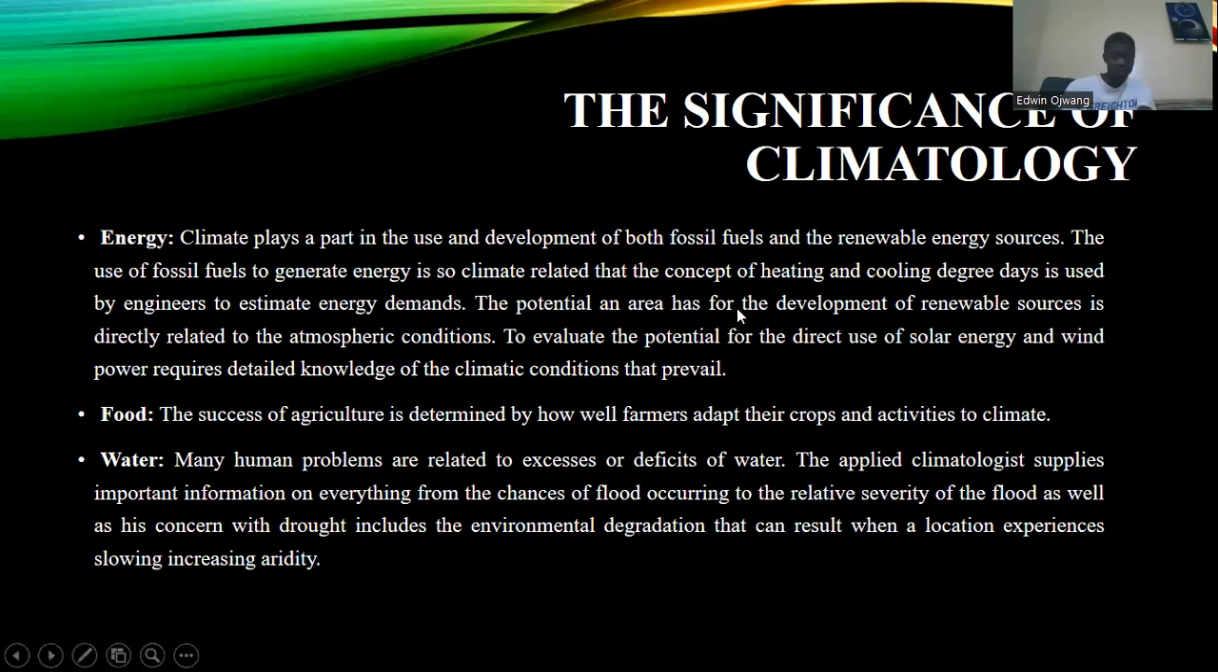Now, food. The success of agriculture is determined by how well farmers adapt their crops and activities to climate. That is a significance of climate, which is very positive. Now we have water. Many human problems are related to excess or deficits of water. For example, El Niño, excess water, brings about human problems. Applied climatology supplies important information on everything from the chances of a flood occurring to the relative severity of the flood. Concern with drought includes the environmental degradation that can result when a location experiences increasing dryness and deteriorating conditions.